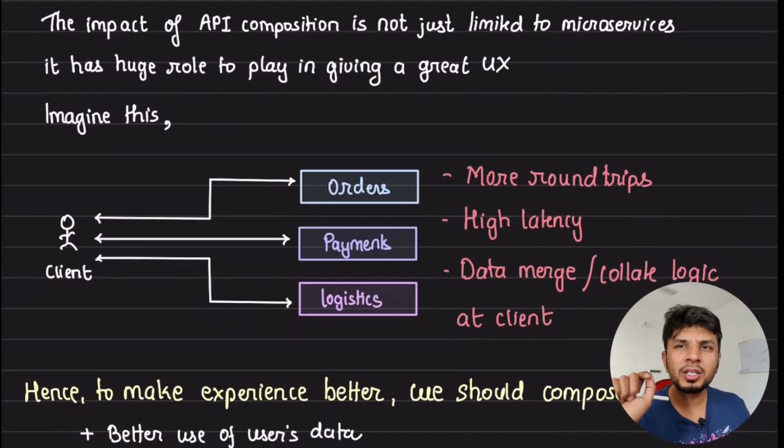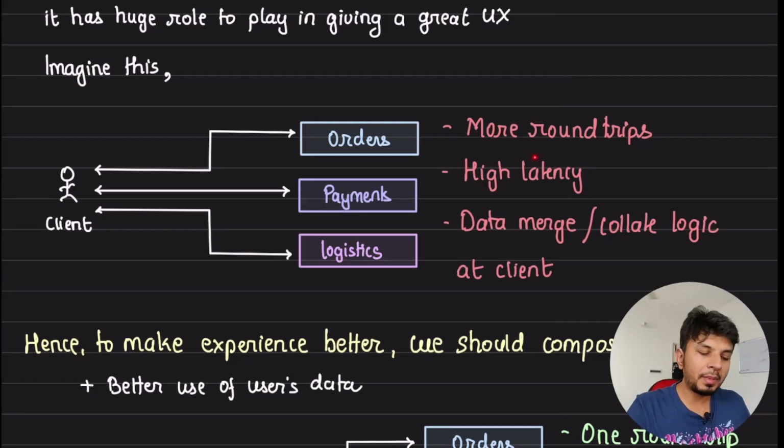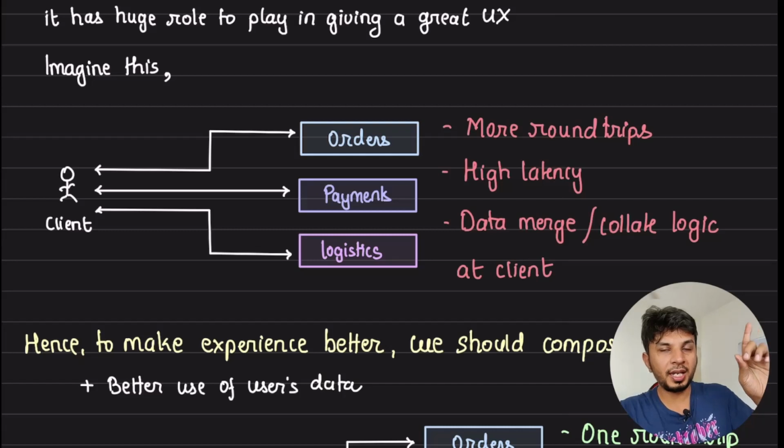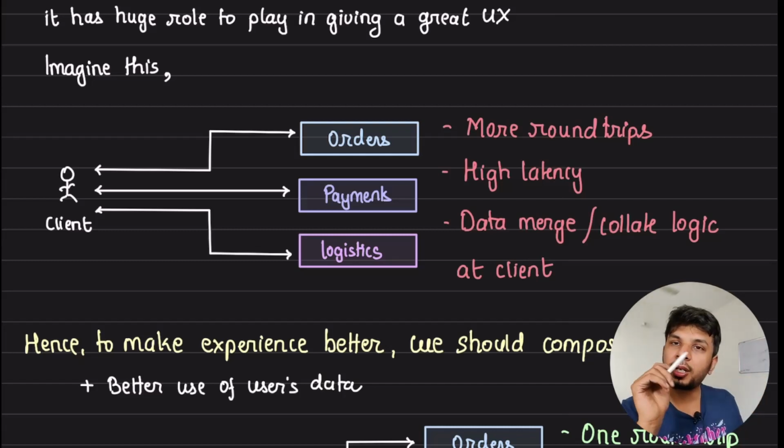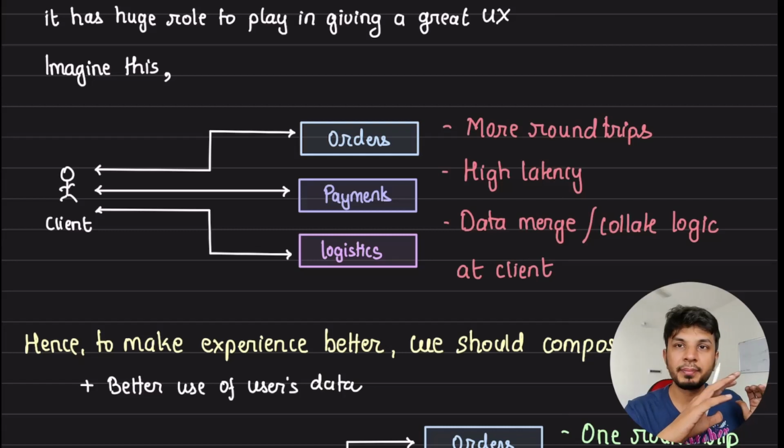Expensive not with respect to computation, but expensive with respect to the number of round trips that the packet has to make from your client machine to the server and back. So here your client would have to initiate 3 API calls to 3 services separately, and wait for the responses before it can render the page on its end.